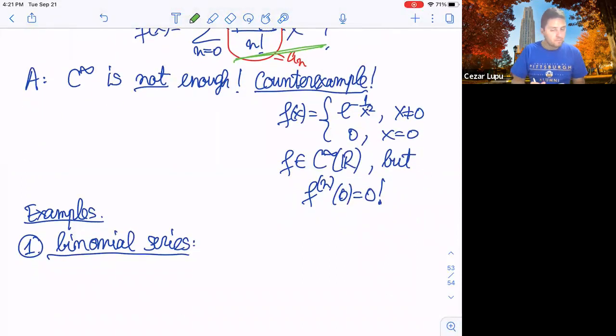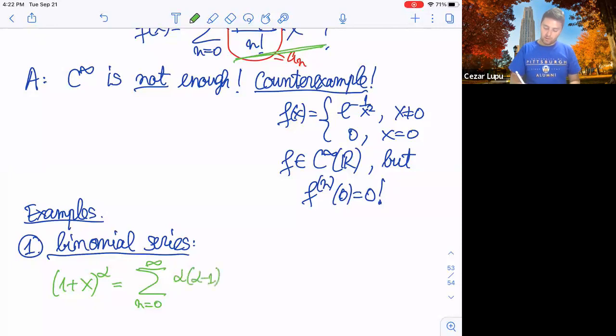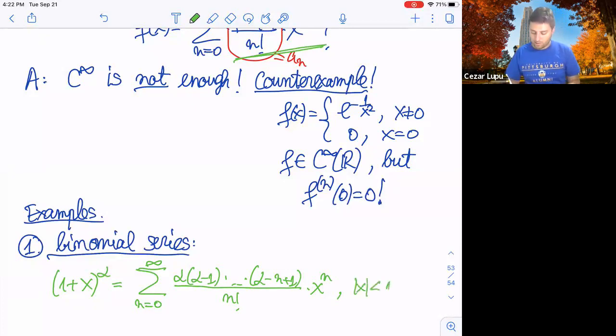Which basically is like this. So (1 plus x) to the power alpha is nothing else than the infinite sum from n equals 0 to infinity of alpha times (alpha minus 1) times ... times (alpha minus n plus 1) over n factorial, times x to the power n. So this is the power series expansion at the origin, for x less than 1 in absolute value.